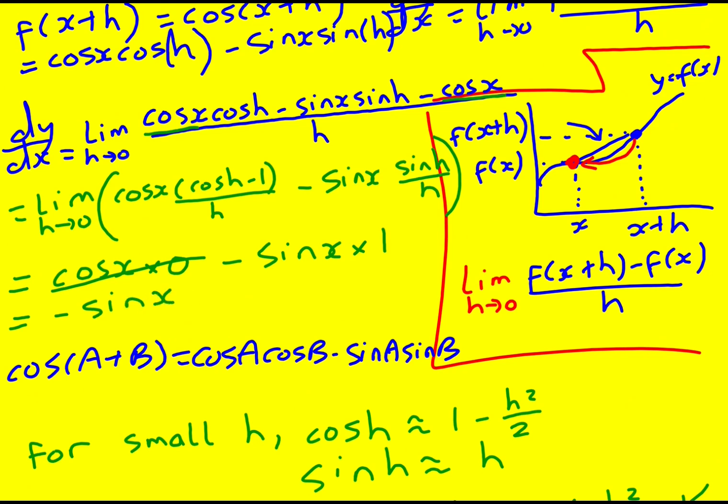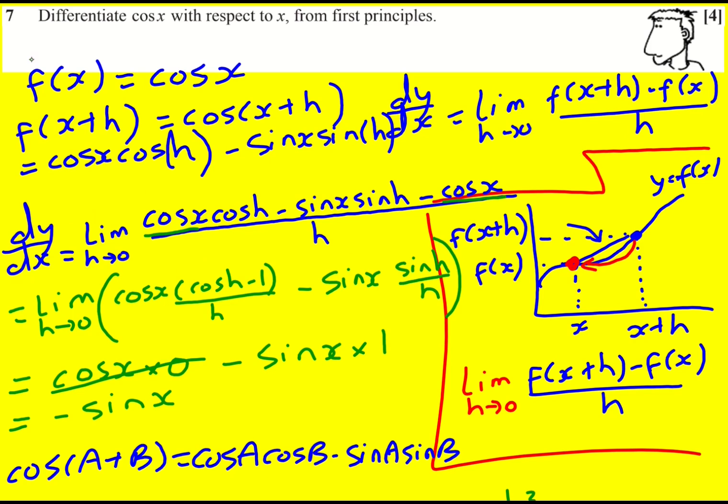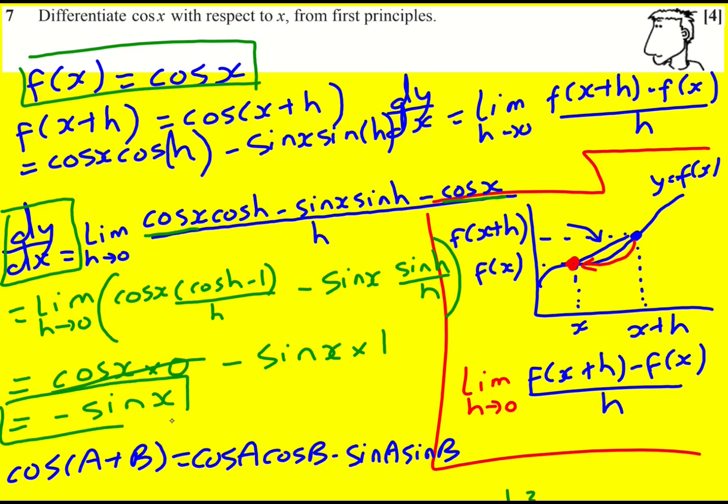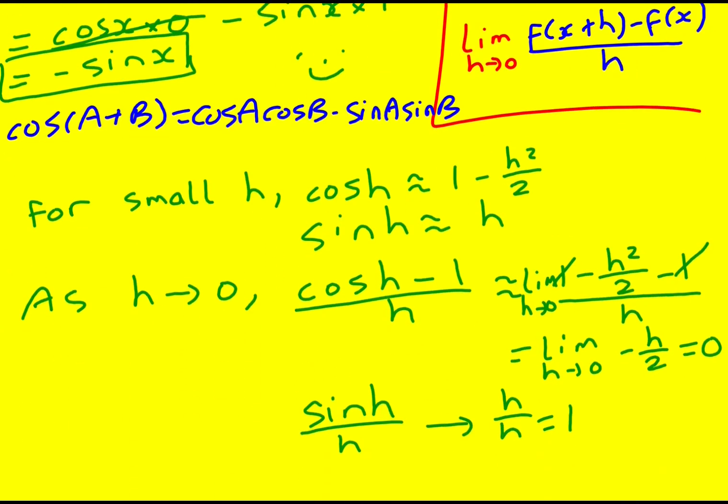So if y is equal to cos x, from first principles we have shown that dy by dx is equal to minus sin x. Quite technical, but it's something you can practice and learn. Sometimes the question gives you this information, but here I'm just erring on the side of safety and showing it in enough detail.